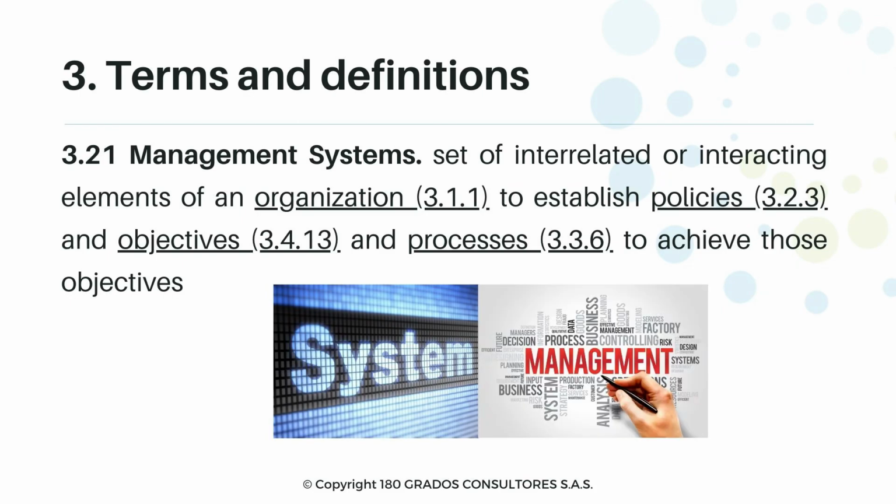A system refers to a set of elements in an organization. These elements could be people, equipment, activities, information, or anything else that the organization uses to function. Management, on the other hand, refers to the organization and coordination of these elements to achieve the organization's objectives. This involves establishing policies, setting objectives, and designing processes that guide the organization toward its goal.